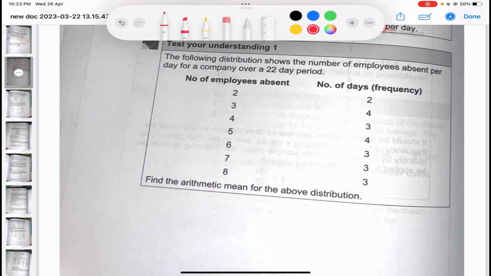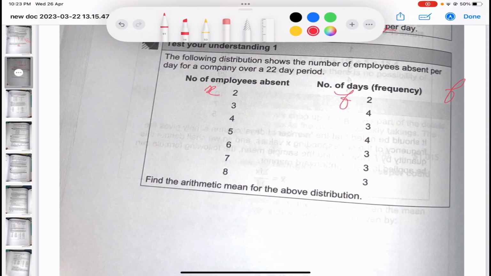So we have f over here, we have x over here, and we have f over here. Let's find the fx of the same. 2 multiplied by 2, 4, 3 multiplied by 4, 12, 4 multiplied by 3, 12. So like this, multiply the corresponding values. I hope you're solving it along with me.